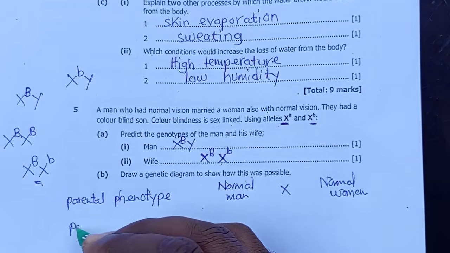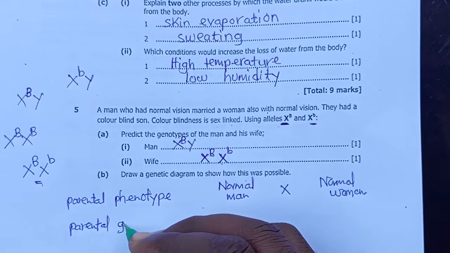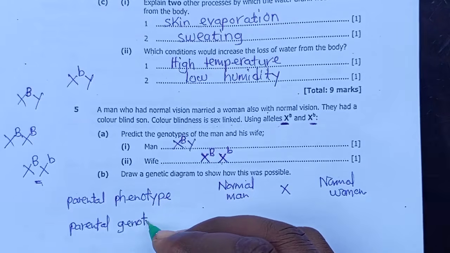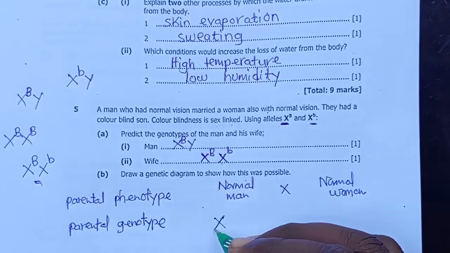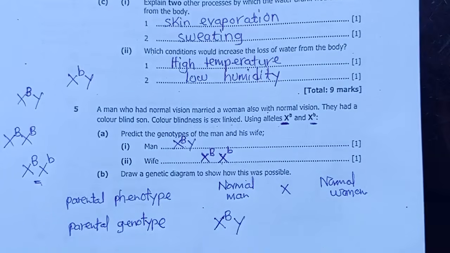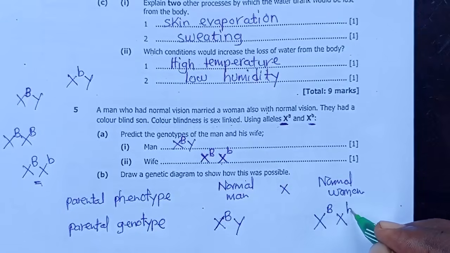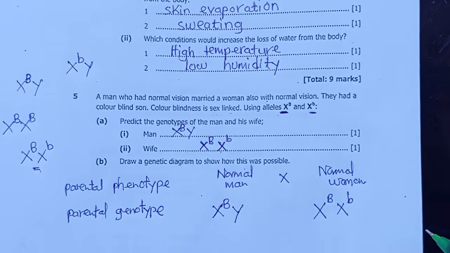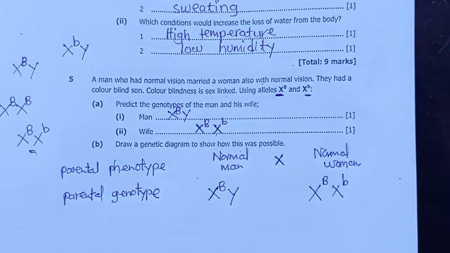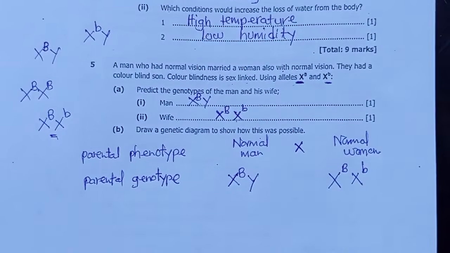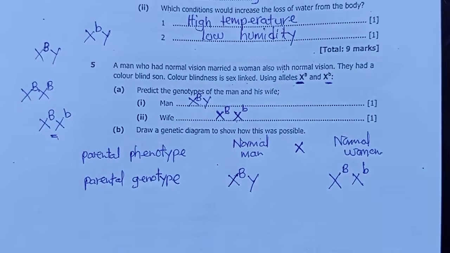Then I say parental genotype. In the genetic diagram, the parental genotype is where we know that the man is X capital B Y. Then the woman, a carrier, is X capital B X small b. So this is it. You can put a cross X there. This X is very important because you are able to show that something happened between them, which is sexual intercourse, of course.